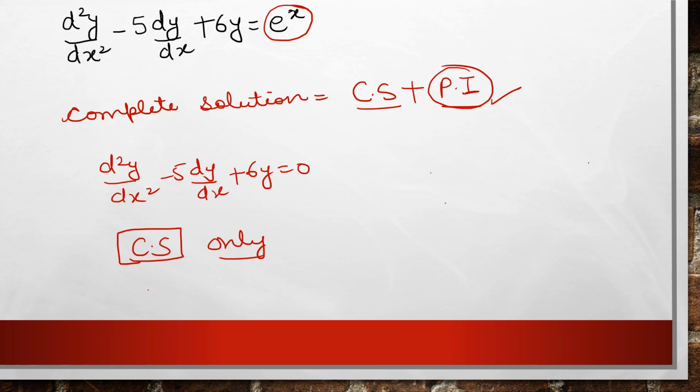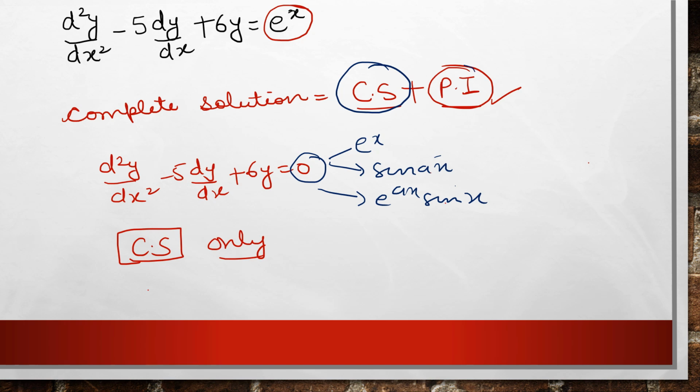But if on the other side, instead of 0, you have some function like e power x sine ax, or e power ax into sine x, then along with the complementary solution we have to find the particular integral as well. In this video we'll just calculate the complementary solution. On this side we'll take 0 for whatever examples we discuss in this video, and in the next lecture we'll see how to find the particular integral.